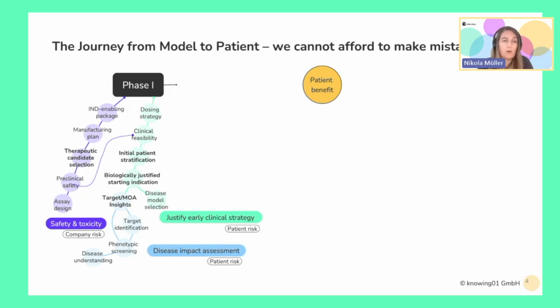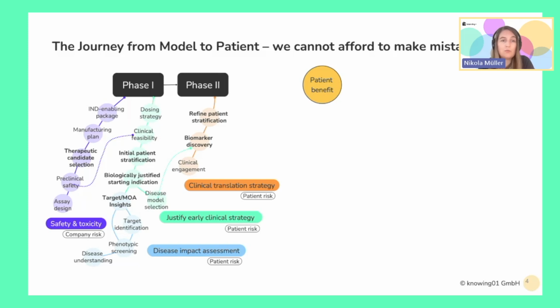Once we go through phase 1 and hit phase 2, we also need additional packages and information. We actually need a clinical translation strategy. We need to make sure that with the right dose and the right therapeutic, it's possible to treat a patient with a specific indication. Biomarker discovery is also quite an important step here.